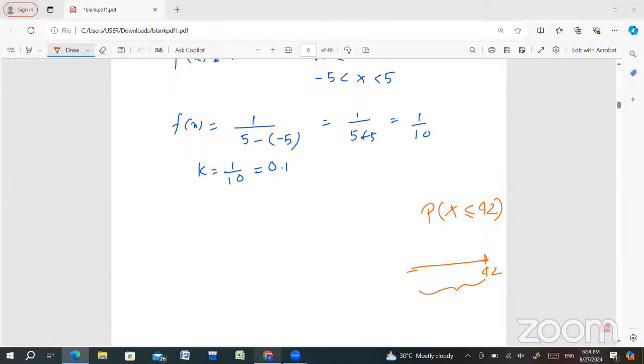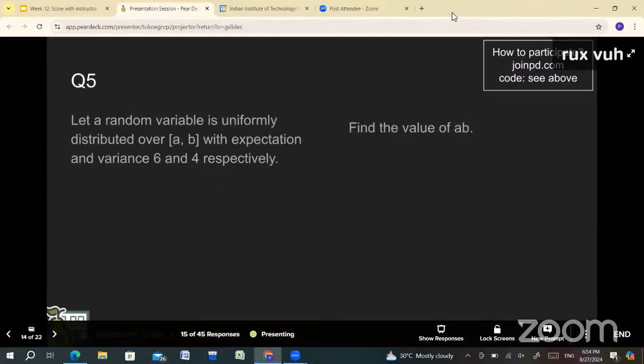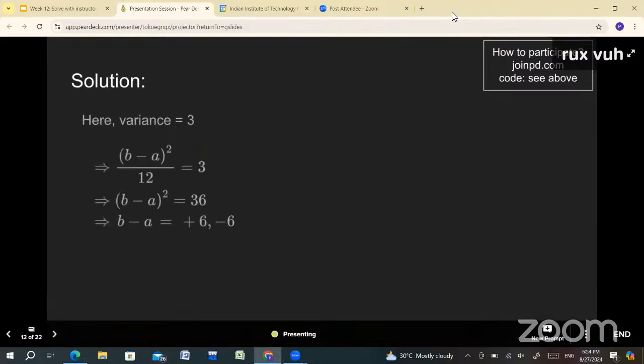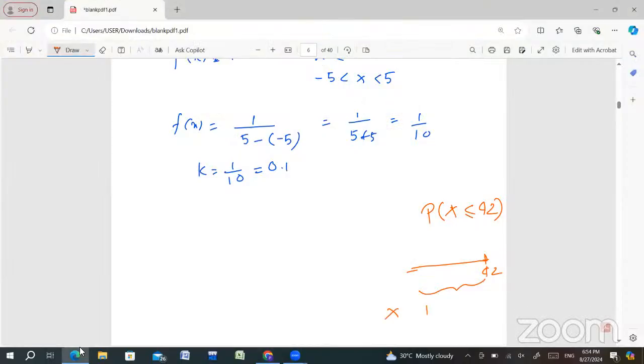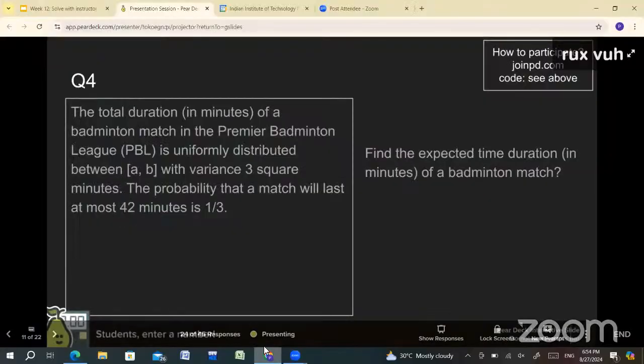In this question, what was the question number? It was 4. Here we were given the probability that the match will last at most 40 minutes, 42 minutes. So at most means X can take maximum value 42, or it will be taking values less than 42. You have to formulate it. The question will be given in the theoretical part, and you have to formulate it. Then you can differentiate what you have to use, CDF or PDF. Yes, ma'am, I got it. Thank you.